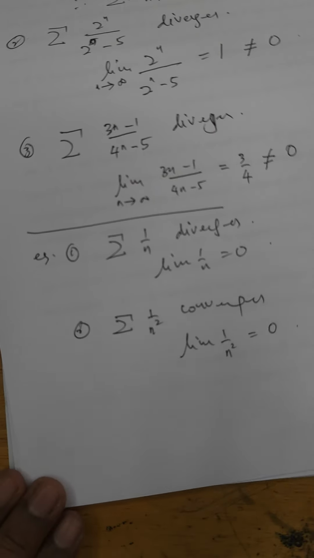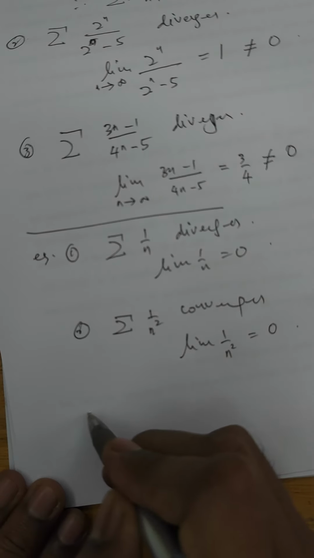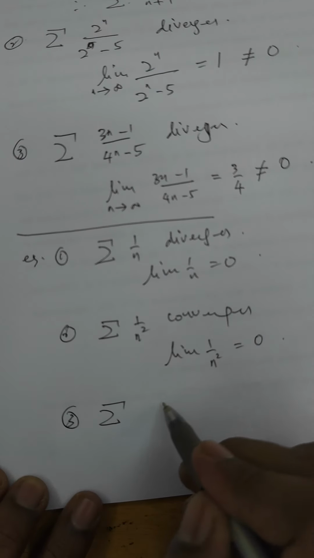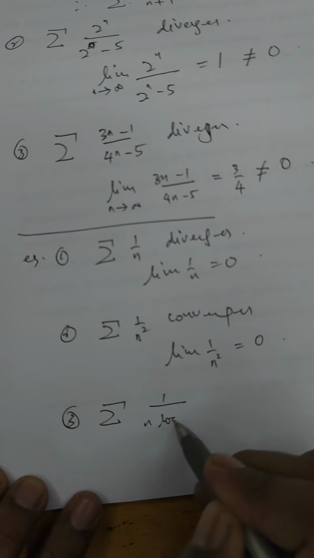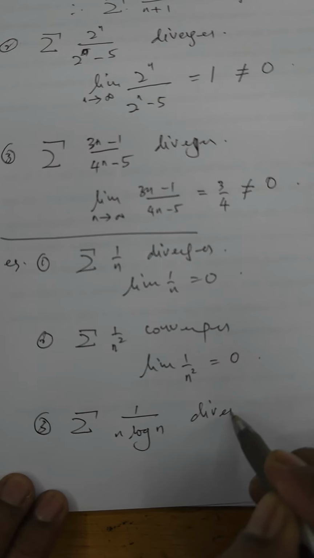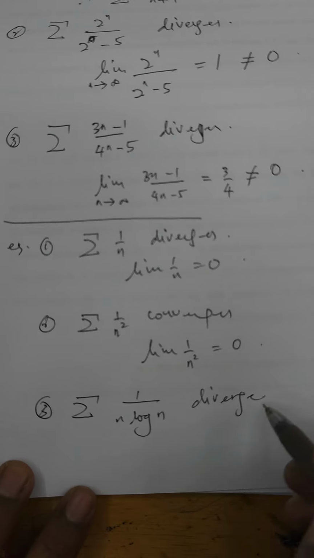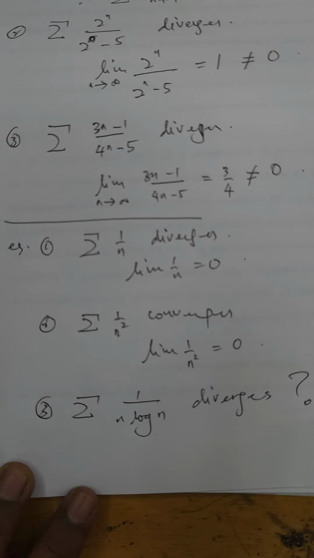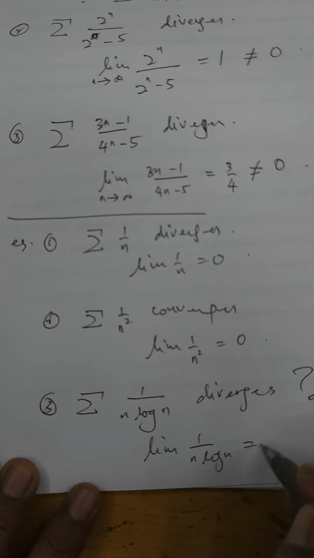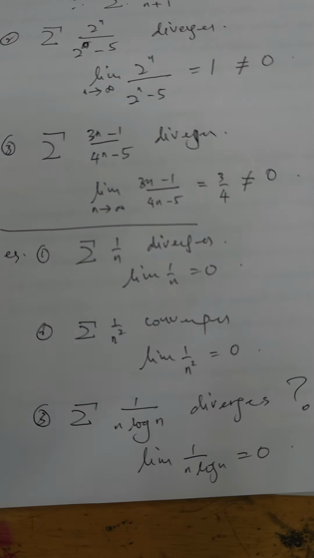Okay, and maybe you can try this as an exercise. Can you show that the series 1 over n log n diverges? I leave it to you. Of course, if you take the limit of 1 over n log n, this is 0, but the series diverges.